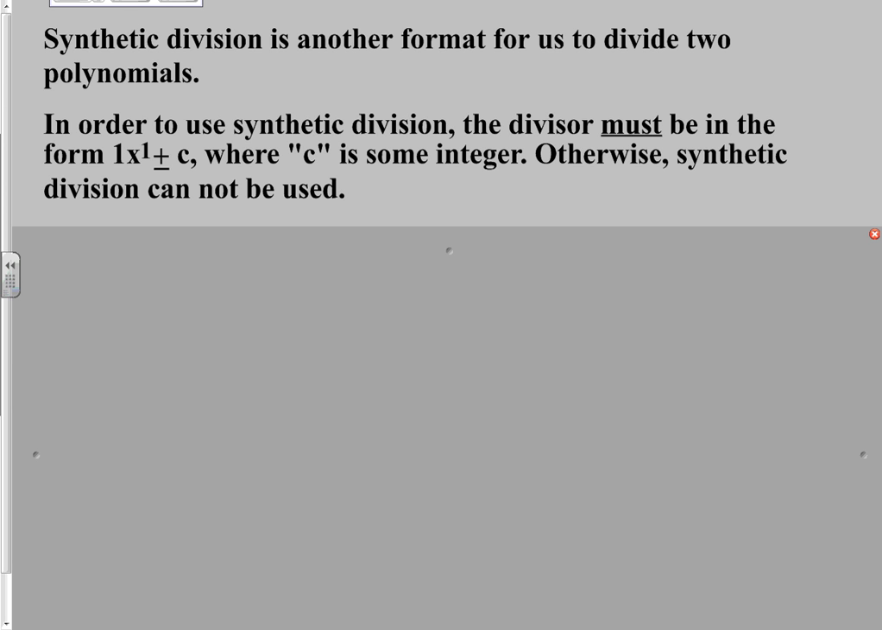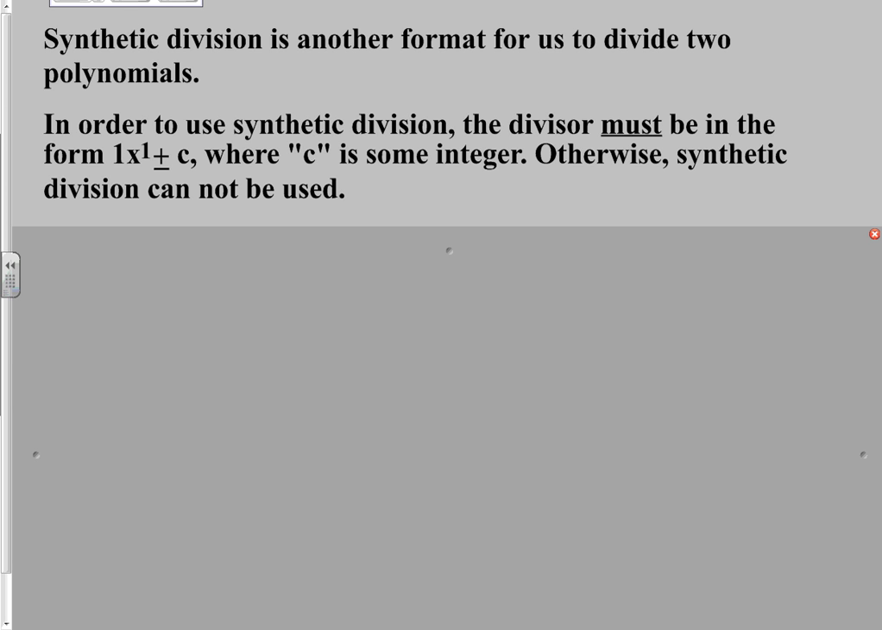In order to use synthetic division, the divisor must be of the format of simply x plus or minus c. Obviously c is our constant, our x to the 0 term, just some integer, a number. That also means that your x, as you can see there, must have a coefficient of 1 and must be to the first power. So if anything about your divisor does not meet that format, then synthetic division is not an option and you will have to use the long division method.